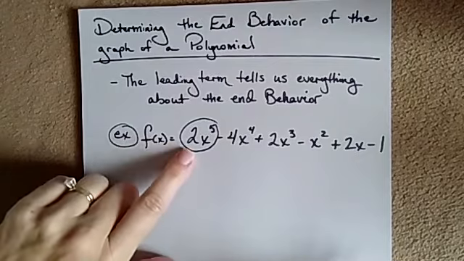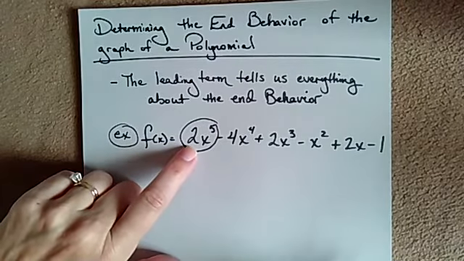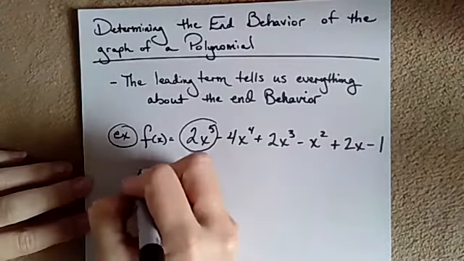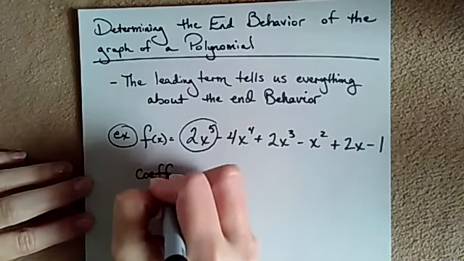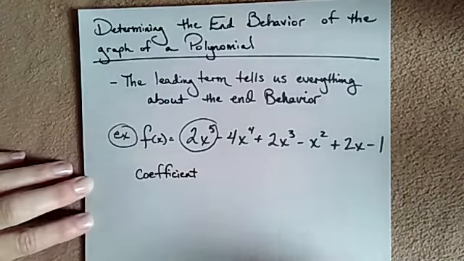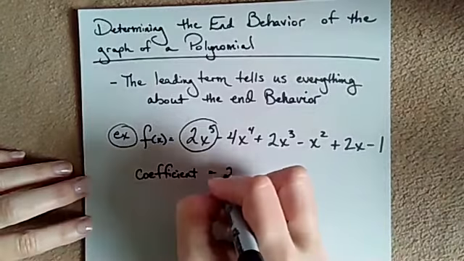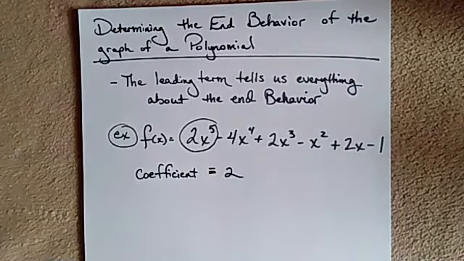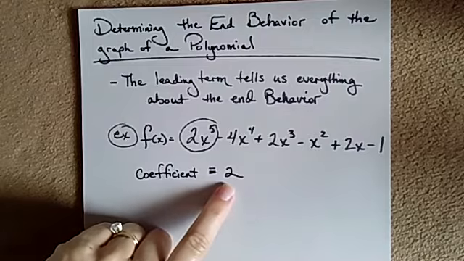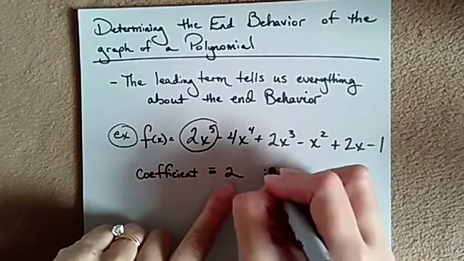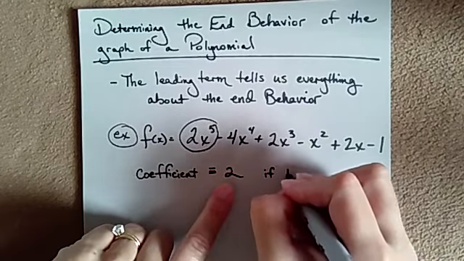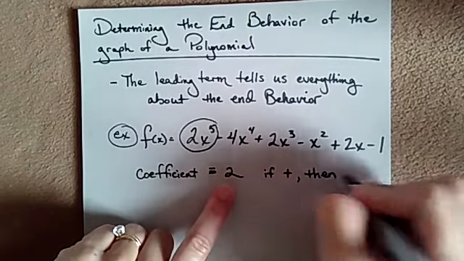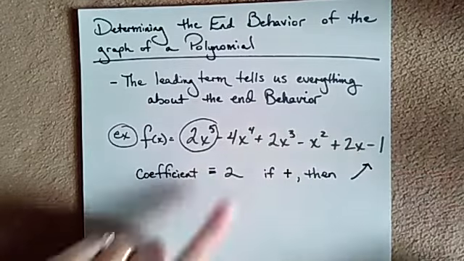First, we're going to look at the coefficient. Right there, the number before x to the fifth, in that case, is 2. So look at the coefficient, which in this case for our example is 2. Okay, so very simply, if this number is positive, I'll just put a plus for positive, then the graph goes up to the right.